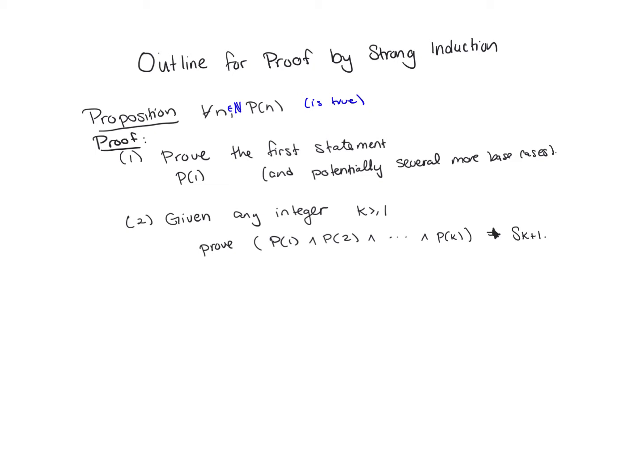So we're still going to prove the first statement, P sub 1. But potentially, depending on how our inductive step works, we might need several more base cases. So we'll talk about that as we go through some of these proofs to figure out how many base cases I need. And then we're going to prove a statement of the form P sub 1 and P sub 2 and all the way up to P sub k, we're going to prove that implies P sub k plus 1.